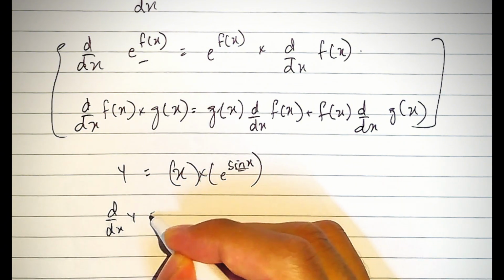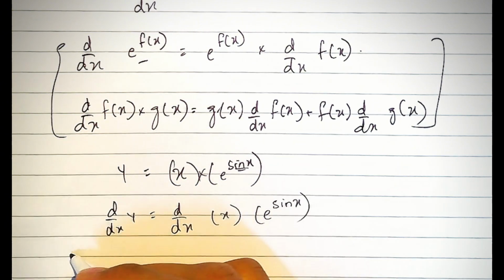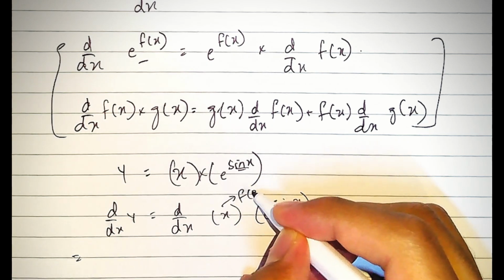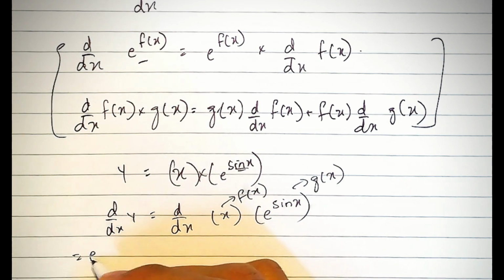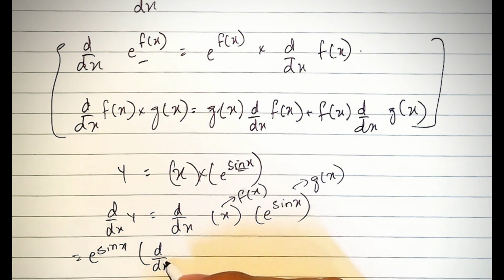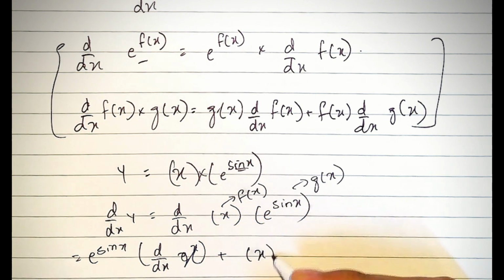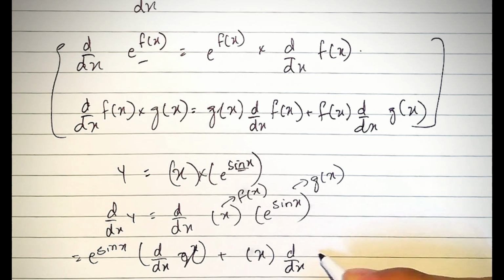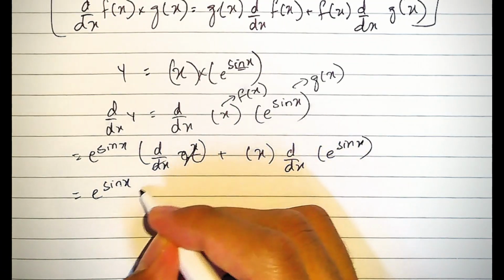d/dx of y, d/dx of x e^(sin x). Let's simplify. This thing right over here will be my f(x), the first function, and this thing right over here will be my g(x), the second function. So the second function as it is times the derivative of the first function, the first function was actually x, then the first function as it is times the derivative of the second function. All right, then we have e^(sin x), and these things will be cancelled, so we are left with 1 plus x.